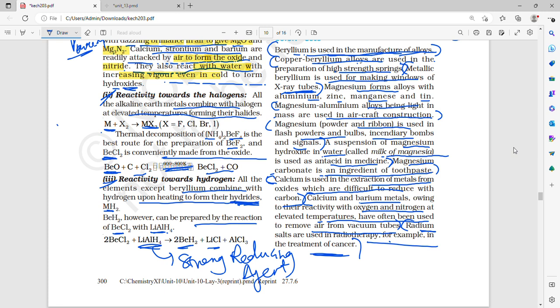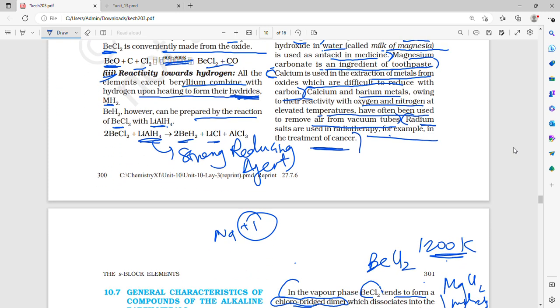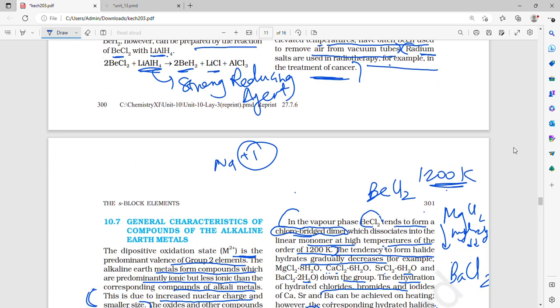Calcium is used in the extraction of metals from oxides which are difficult to reduce with carbon. Calcium and barium metals, owing to their reactivity with oxygen and nitrogen at elevated temperatures, have often been used to remove air from vacuum tubes. Radium salts are used in radiotherapy, for example, in the treatment of cancer.